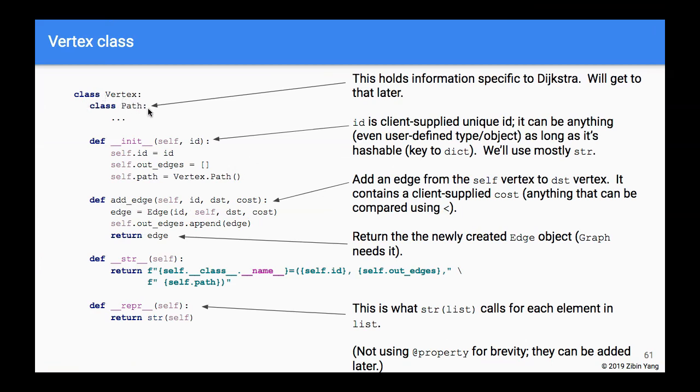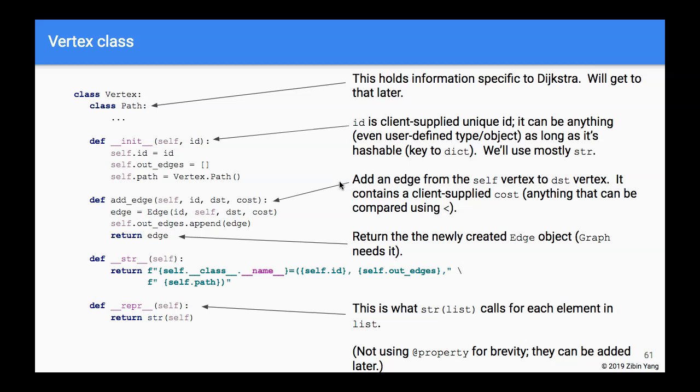So this is the vertex class. Inside it, it has a nested class called path, which just holds information specific to Dijkstra, and we'll talk about it when we get to the Dijkstra implementation. The initializer for the vertex just takes an ID from the client. The client can choose whatever it wants for the ID. It can use a number, a string, or even any kind of user-defined type. The only requirement is that it should be unique, and it should be hashable because we're going to use it as a key in our dictionary. In our example, we're going to use strings mostly, but keep in mind it's very flexible thanks to Python.